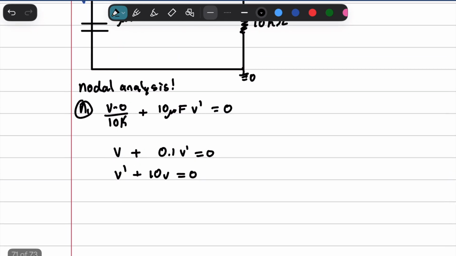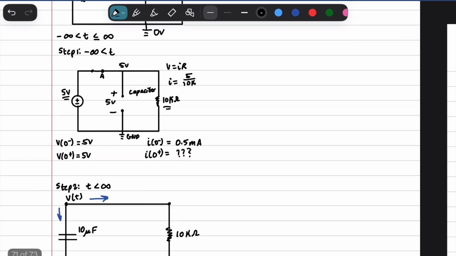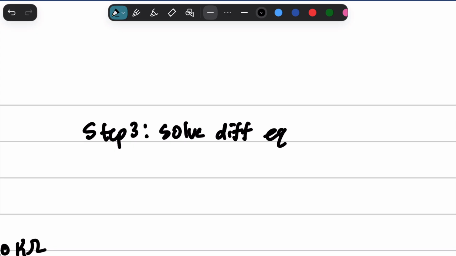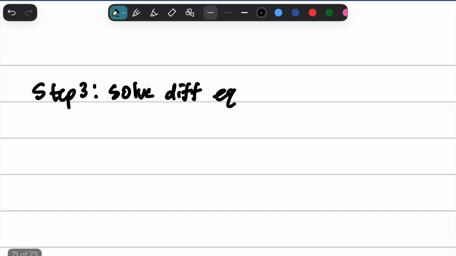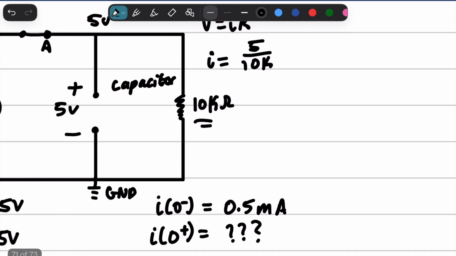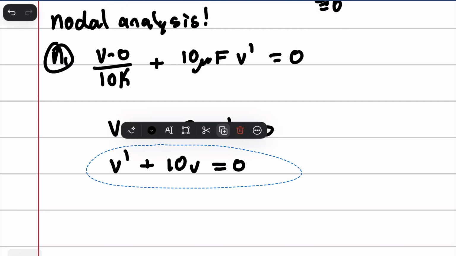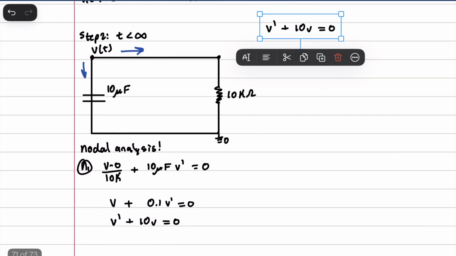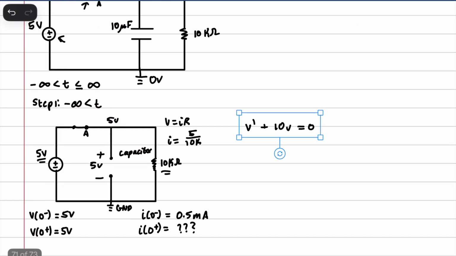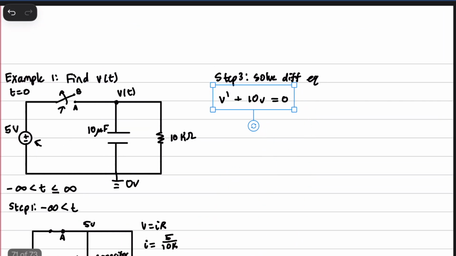Now here's where we get to the differential equations portion. So step 3, solve the differential equation. When you see this right here, we see that it is equal to 0. So that means that this differential equation is homogeneous.